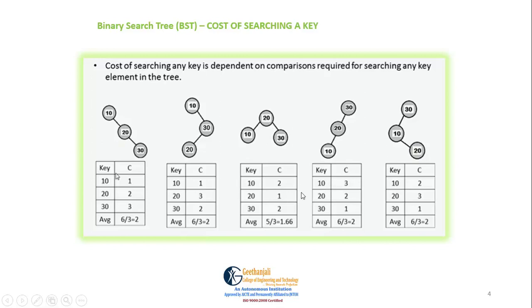Okay, so by looking at this diagram you can understand how many comparisons are required for each key element. And if you take the average value, you can see that the middle tree with the root 20 will have the least number of comparisons, that is 1.66, when compared to all other trees. Okay, so this is because all the elements have the same probabilities.